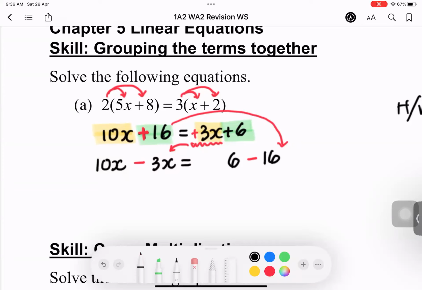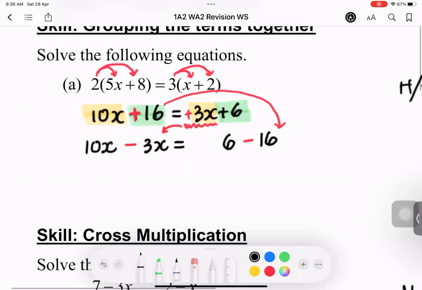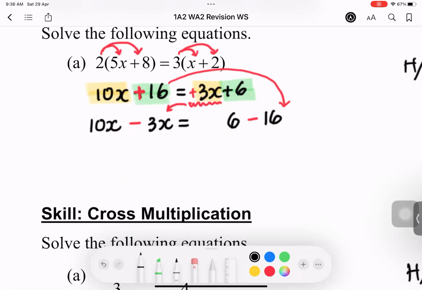Okay, this one is a common mistake. The student will do the working, but they don't change the sign. That means the answer is wrong. So you do the working, but if you are careless and don't change the sign, no marks at all. So you wasted your marks. Then 10x minus 3x, 10 units minus 3 units will give you 7 units of x. 6 minus 16 is negative 10. So this is 7 units of x.